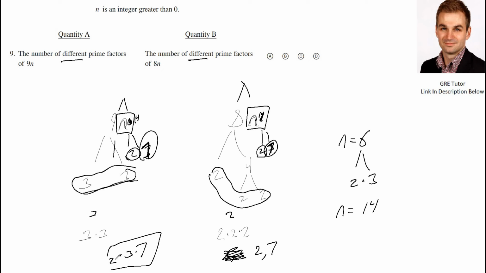Alright, so 2, 3, and 7 is actually one more than 2 and 7. So at this point, the number of unique prime factors for quantity A would be larger than for quantity B. But if n equals 6, then the prime factors would have been the same, 2 and 3 for both sides. So the moment you can come up with examples with contradicting answers, one where quantity A is bigger and another where they're both the same, that's when you know that you are looking at not enough information.